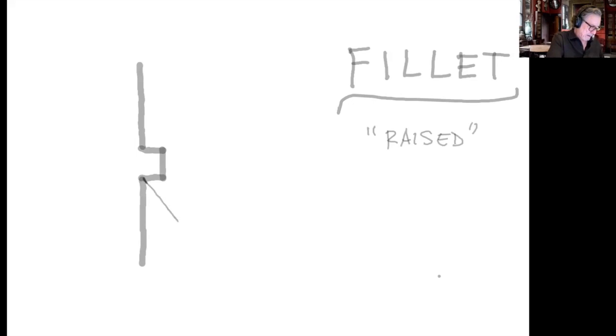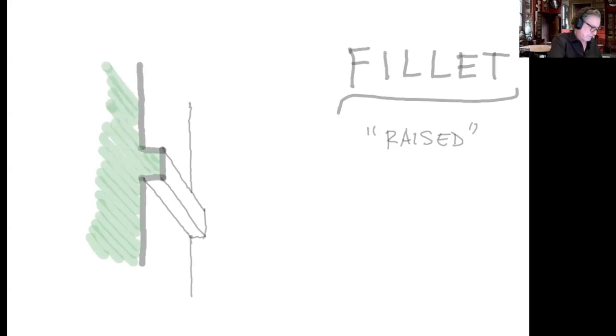So we can use a lighter line here. Let's draw those 45s together. You can do this freehand, no need for straight edges. Let's try to work on our freehand drawing. And then we'll shade the solid portion, which is over here. That's a raised fillet. Shade the solid portion, and that's our fillet.